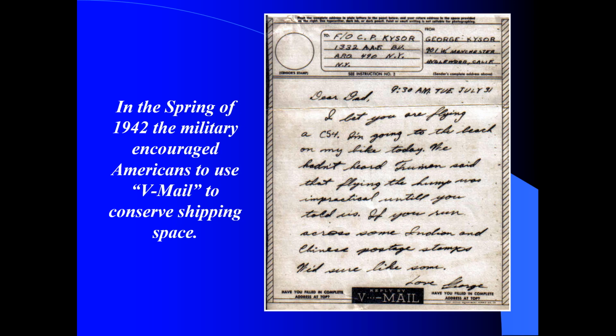V-mail was adopted by the military in the spring of 1942 to lessen the logistical problems associated with mail. Senders had to complete a V-mail form, which was sent to Washington. Censors edited the V-mail by blocking out sensitive war information, and the forms were then placed on 16-millimeter film.